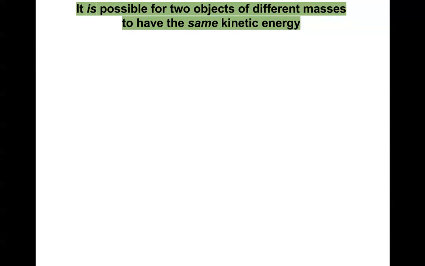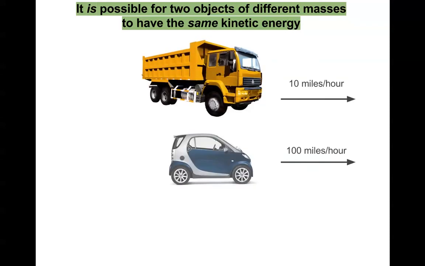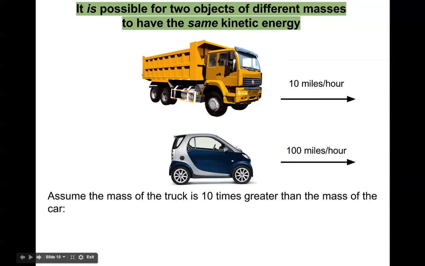Okay, is it possible for the two objects to have the same kinetic energy if their masses are different? Absolutely. And you could probably already guess how we're going to achieve that. The little car has to go faster. So this is making the assumption that if the big dump truck is 10 times more massive than the little car, so 10 times more mass than this guy, then this has to be traveling 10 times greater. So this one's traveling 10 times faster. The kinetic energy would be the same.